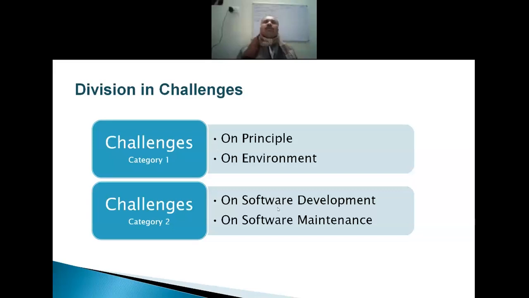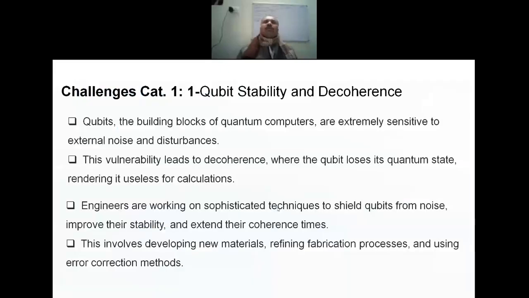Now, the first to eighth challenges I have considered as the challenges in category 1, while the others are considered as category 2.